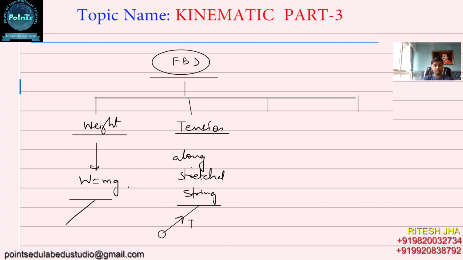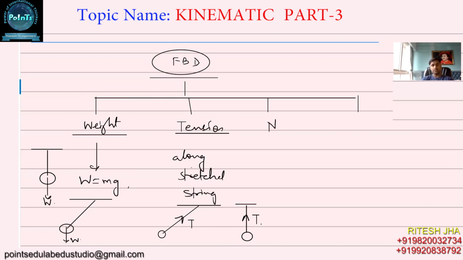But if the string is like this, the weight is vertically downward. If the string is like this, still the weight is vertically downward only. If the string is vertical like this, the tension is along the string.